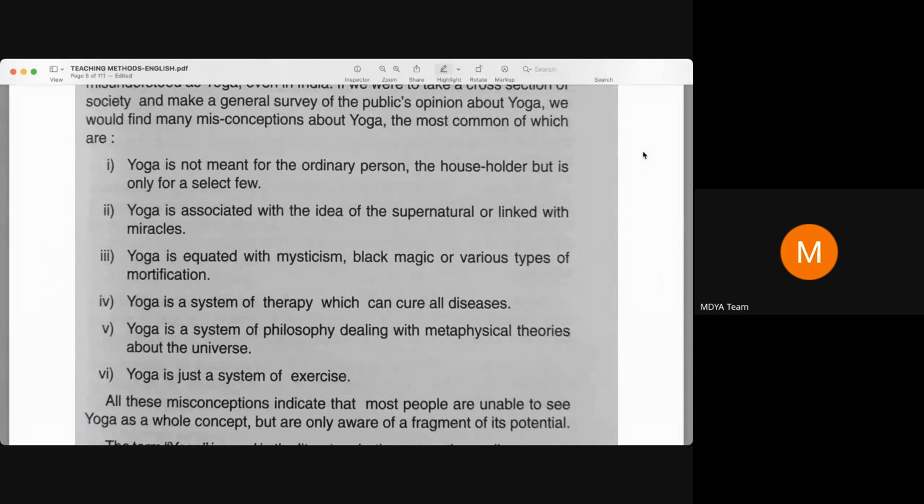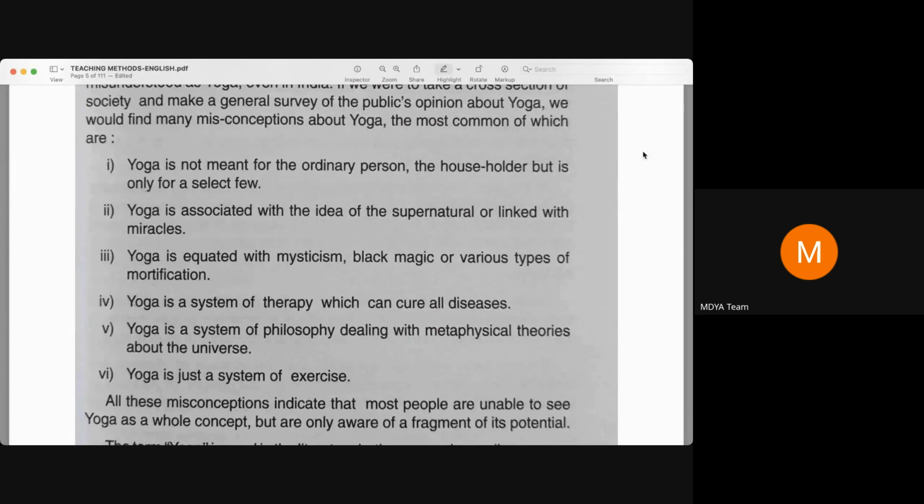The third one is that yoga is equated with mystics and black magic or various types of mortification. This is also a misconception. You don't have to practice only for those. If a particular person is doing such magic, they may require some concentration, and some practices may help, but you can't say that this is only done for those things.